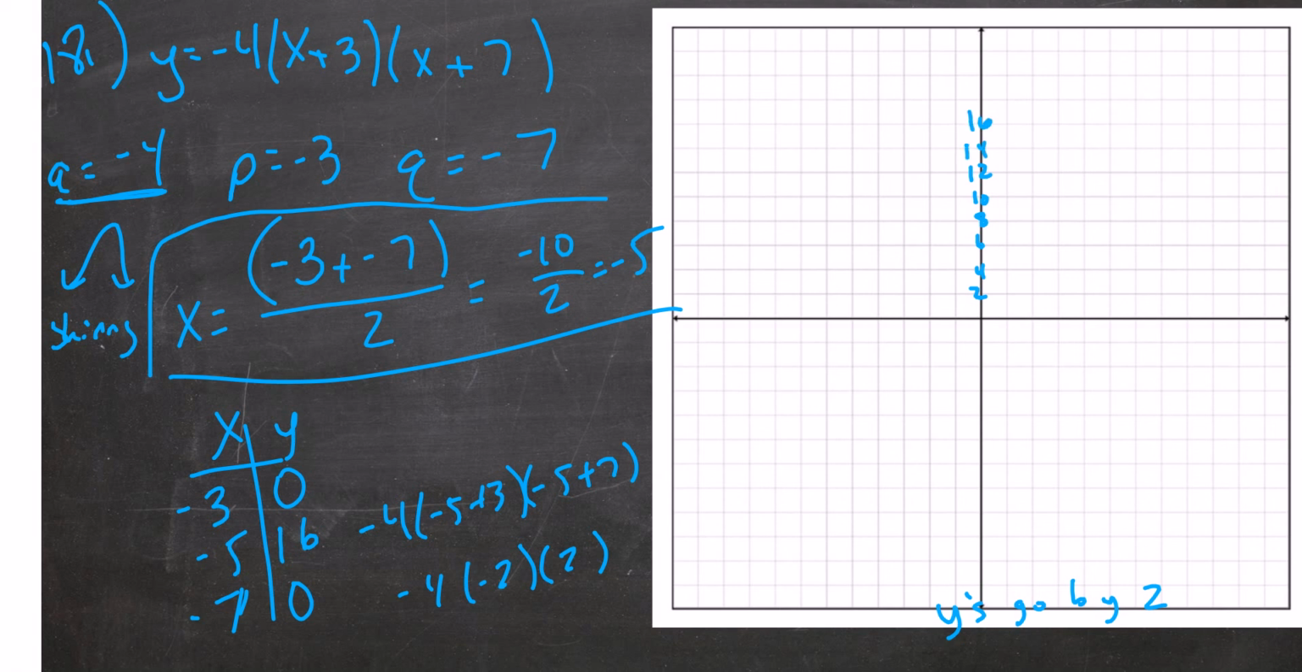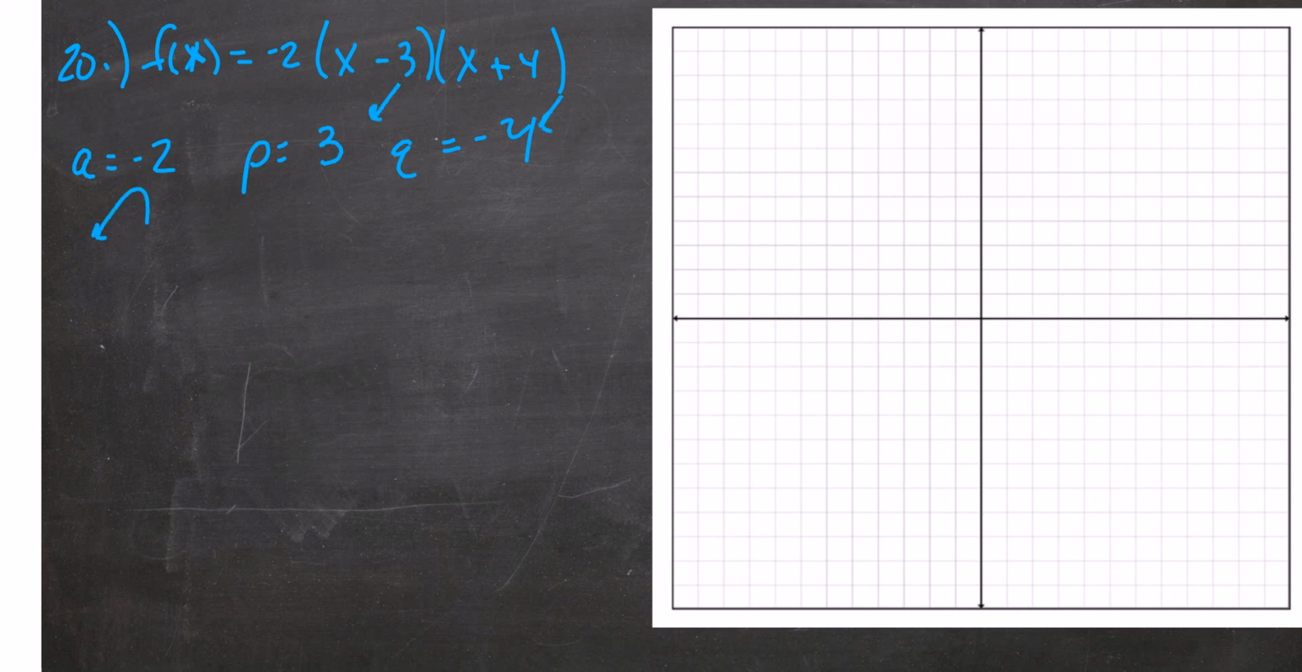So I go left 3. Now look, the x's stay the same. I go left 7. I go left 5. I go up to 16. That's my dotted line. Sits in the middle. I make a U. And there we go, that's 18.